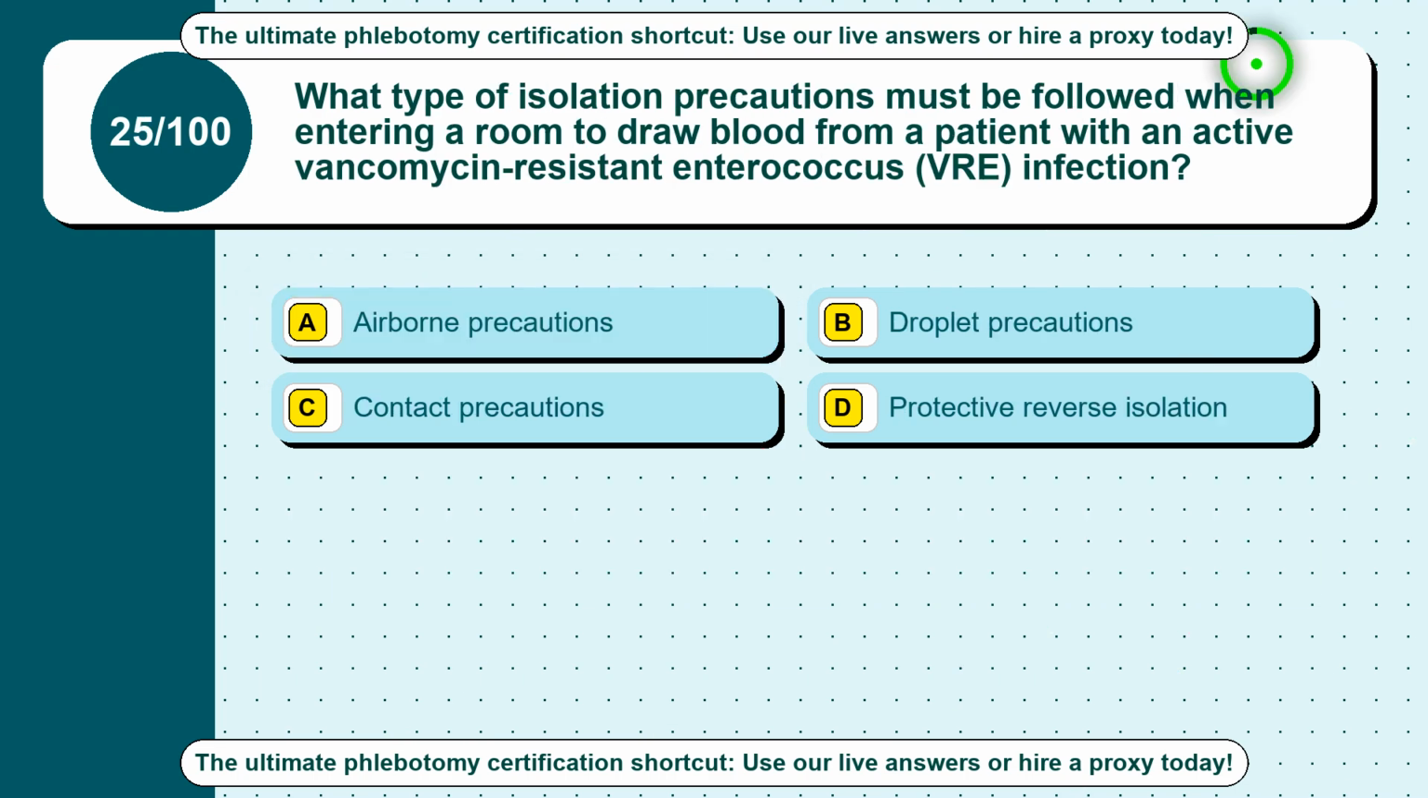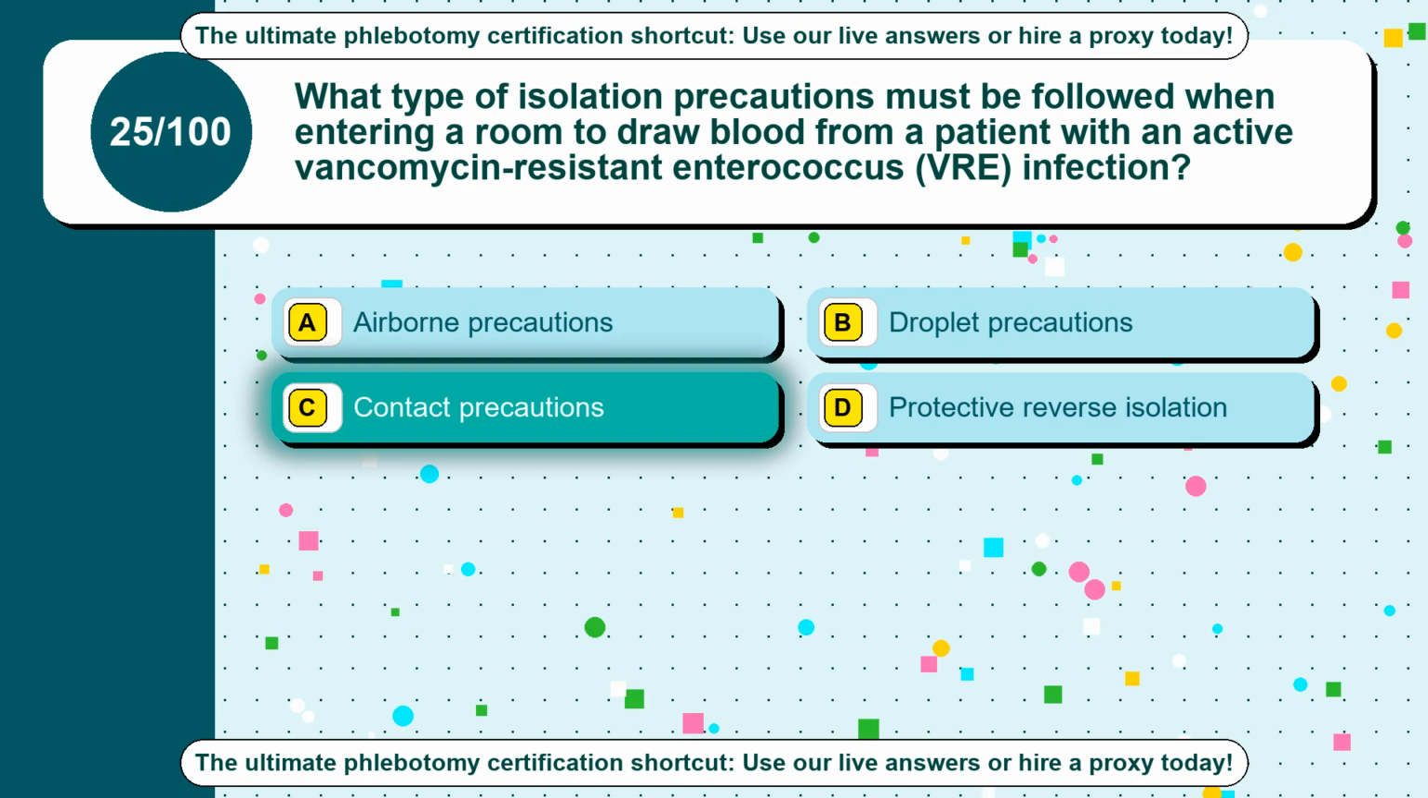Question 25. What type of isolation precautions must be followed when entering a room to draw blood from a patient with an active vancomycin-resistant enterococcus, VRE, infection? Option A, airborne precautions. Option B, droplet precautions. Option C, contact precautions. Option D, protective reverse isolation. The correct answer is option C, contact precautions.